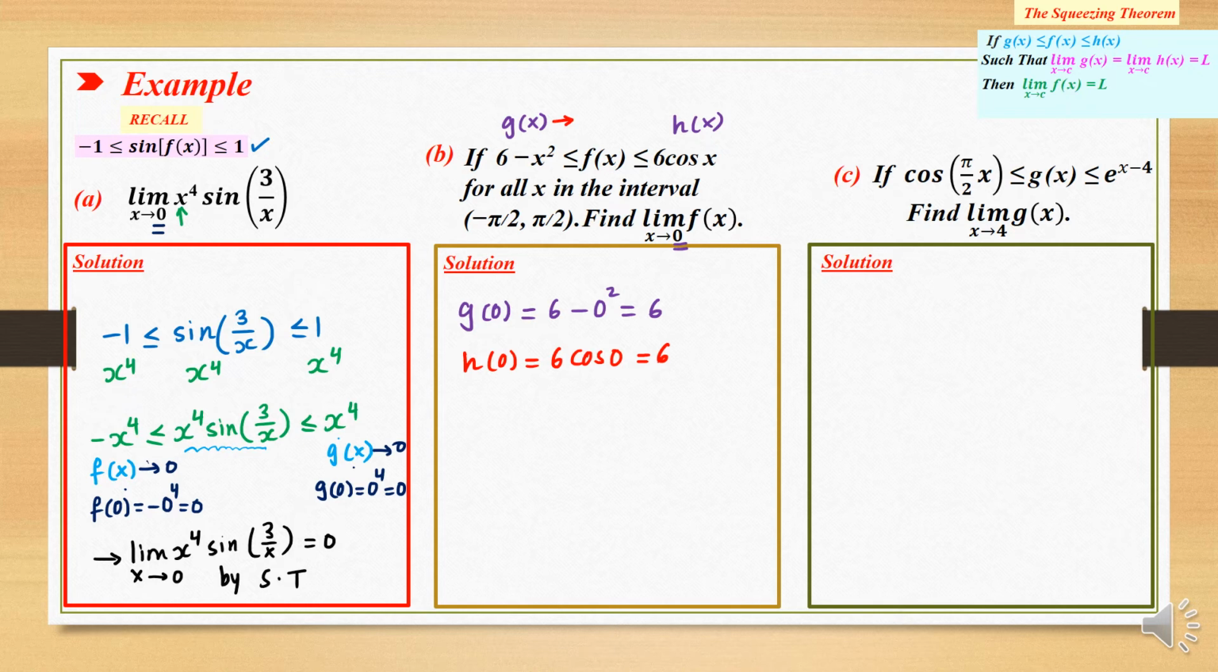So g of x goes to 6 as x goes to 0, and h of x goes to 6 as x goes to 0. So by the squeezing theorem, the limit of f of x when x goes to 0 is equal to 6 by the squeezing theorem.